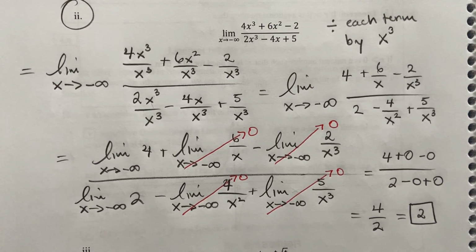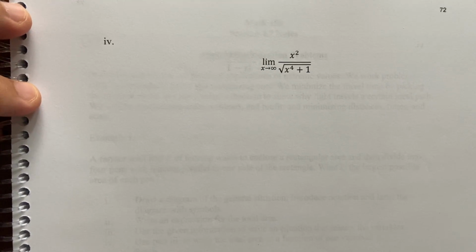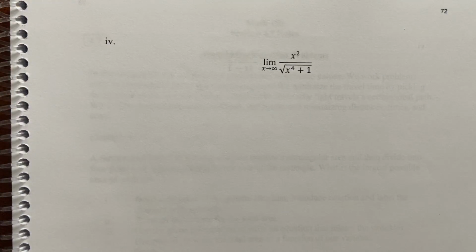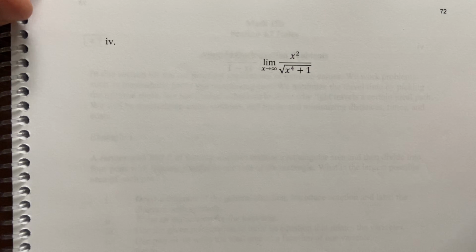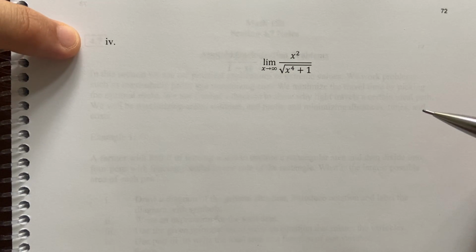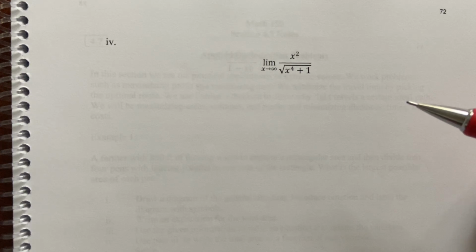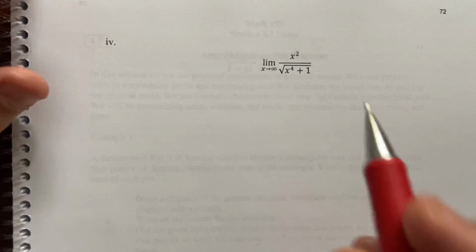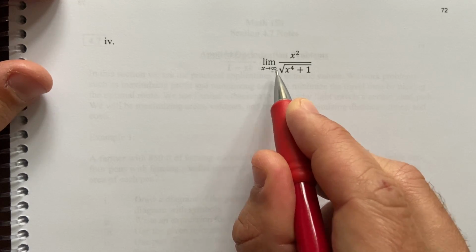Okay, let's try one more. So on to page 72. So this is not a rational function, right? It's not a polynomial over a polynomial. But still, this process of dividing by the largest degree term in the denominator can be applied. And again, that's only when we're approaching infinities.